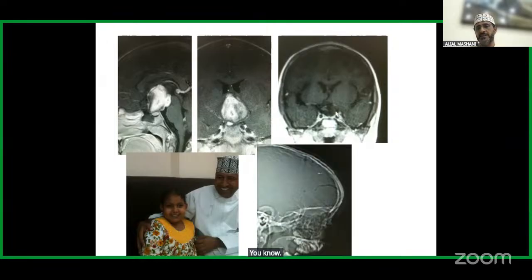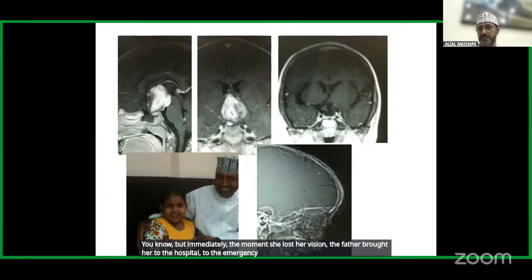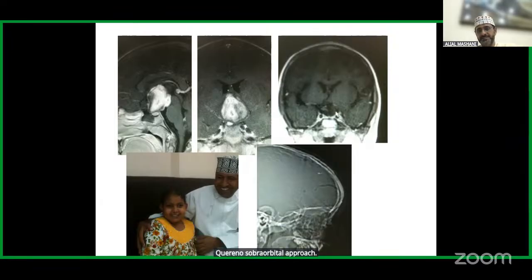But the moment she lost her vision, the father brought her to the hospital, to emergency. We took her the next day, and we did the supraorbital approach. And this is after, on hormonal therapy. This is 4 years after the supraorbital approach. Next.